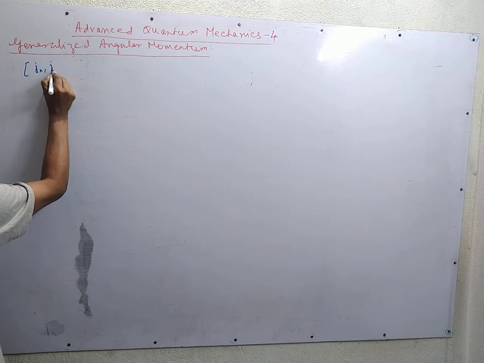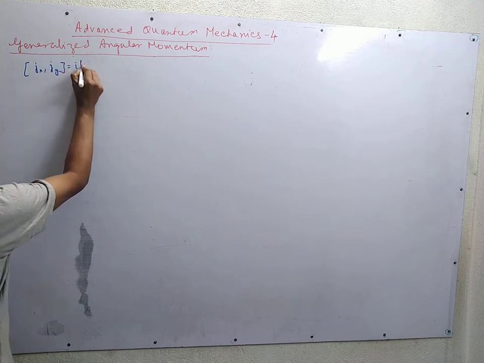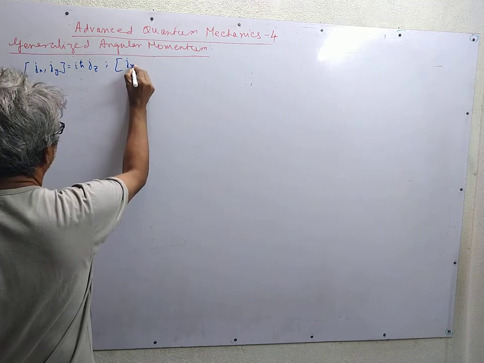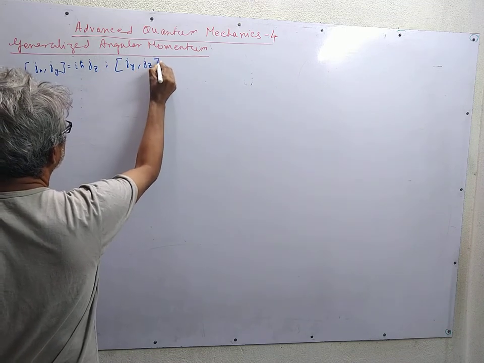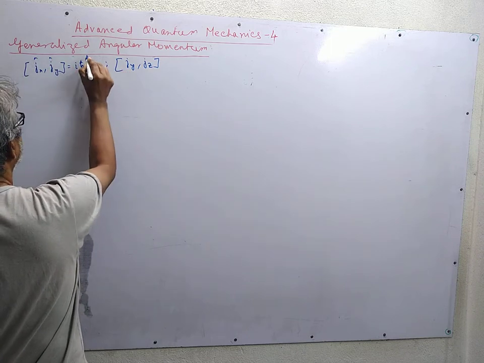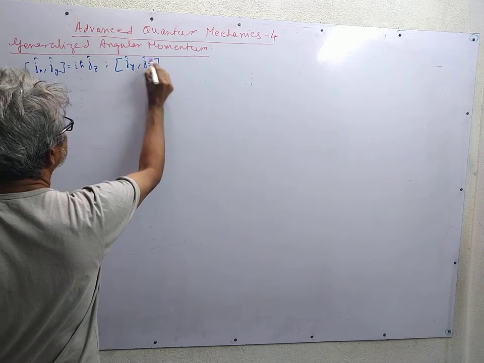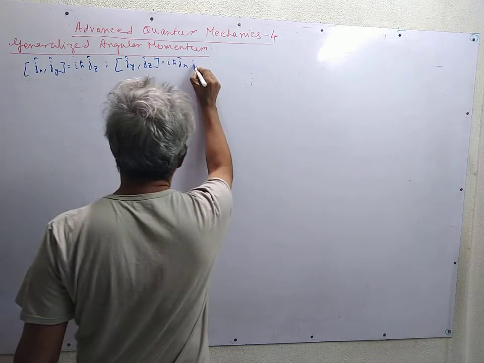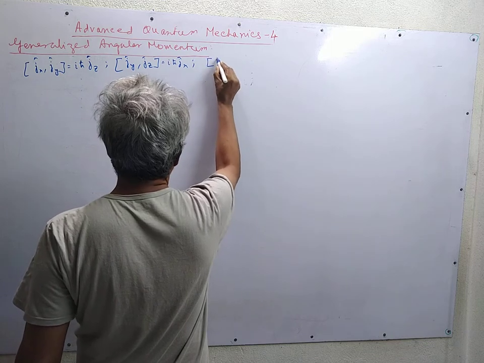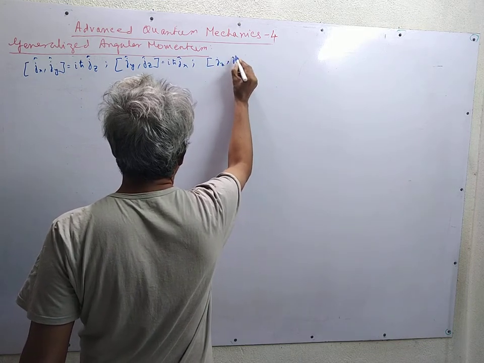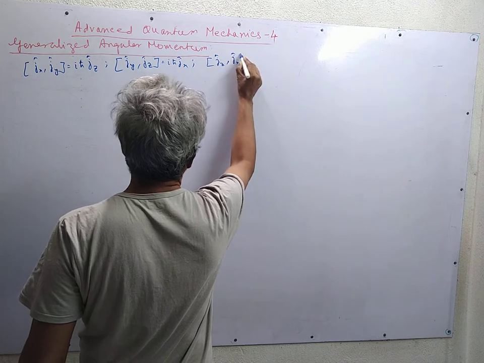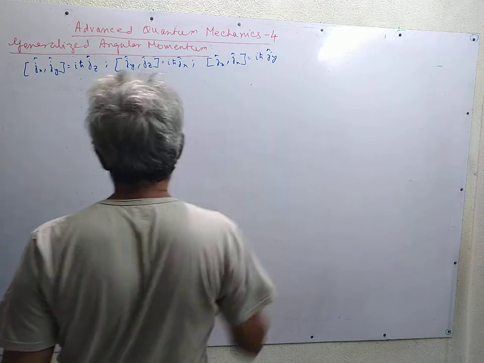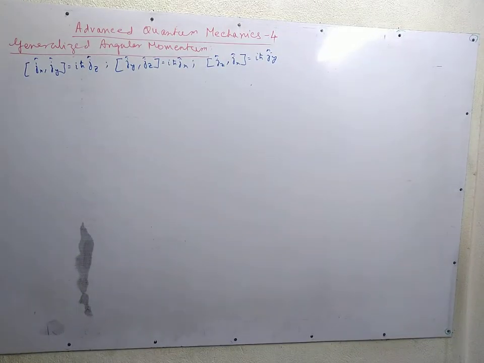[Jx, Jy] = iħ Jz, [Jy, Jz] = iħ Jx, and [Jz, Jx] = iħ Jy. These are the three basic commutator relations.